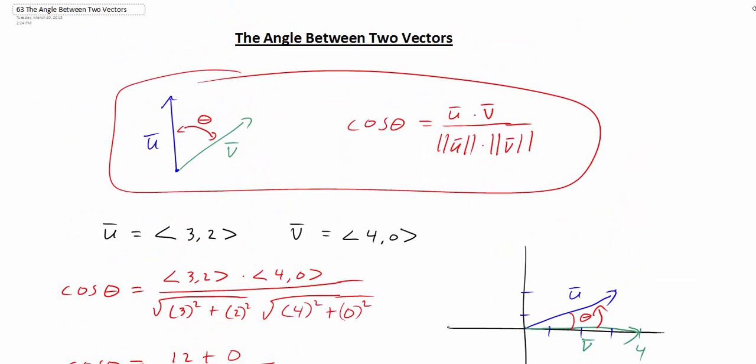So once again, if you're looking for the angle between two vectors, we can simply just use the formula cosine theta equals u dot v divided by the magnitude of u times the magnitude of v.